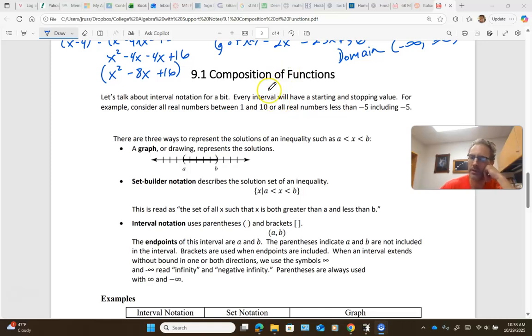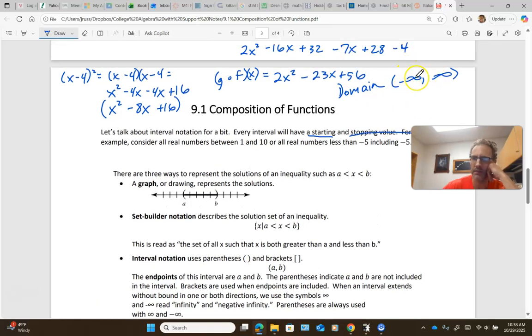Yeah, so interval notation. Remember, with interval notation you'll have a starting and a stopping value. And remember, we sort of treat infinity like a number, but technically it's not. But anyway, it says, for example, consider all the real numbers between 1 and 10. Well, all the real numbers between 1 and 10 can be expressed in interval notation like this.